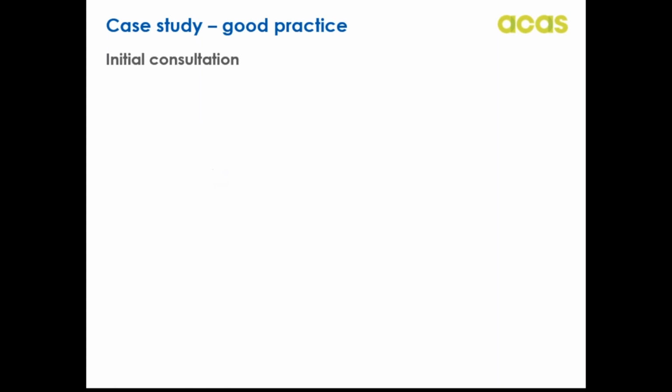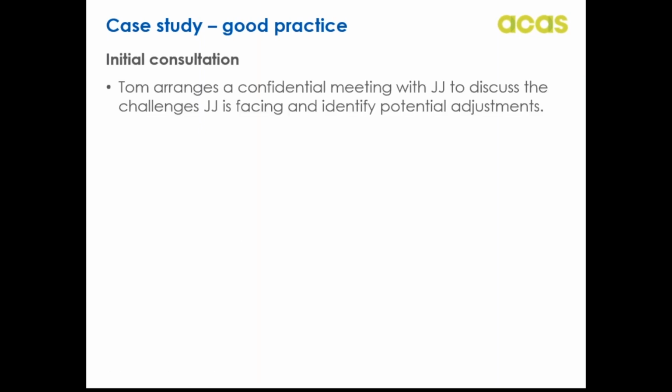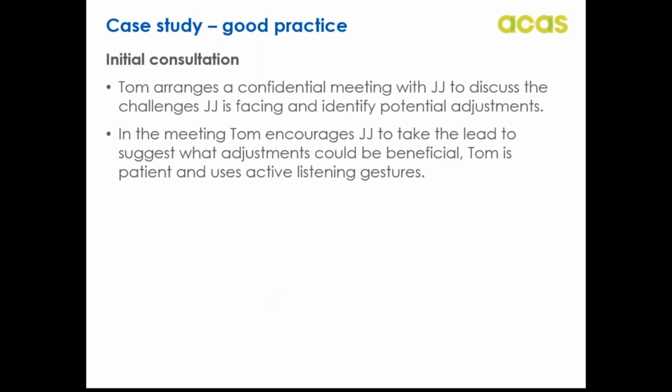On this slide, we will look at what good practice might look like through the steps Tom takes. So Tom holds a separate confidential meeting with JJ to discuss the challenges they are facing and identify potential adjustments. This is scheduled with enough time to allow JJ to consider what support is needed and conducted promptly to reduce the risk of any further negative impact. In the meeting, Tom encourages JJ to take the lead and suggest what adjustments they think could be beneficial. Tom is patient and uses active listening skills.